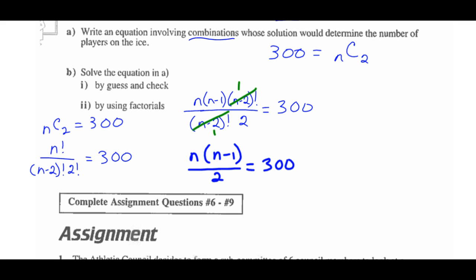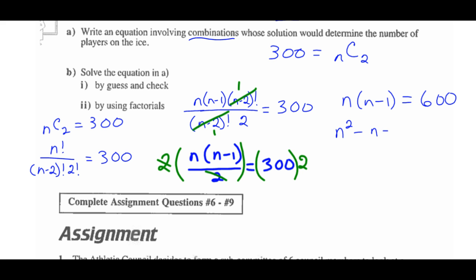Now to get rid of this denominator of 2, I'm going to multiply both sides by 2. That's gone. I'm left with 300 times 2, which would be 600. And on the left side, it's N times N minus 1 equals 600. All right? Now we can solve this a bunch of different ways. If I expand this out and set it equal to 0, I get n squared minus n minus 600 equals 0. So I now solve this by factoring, and I get n minus 25 times n plus 24 equals 0.